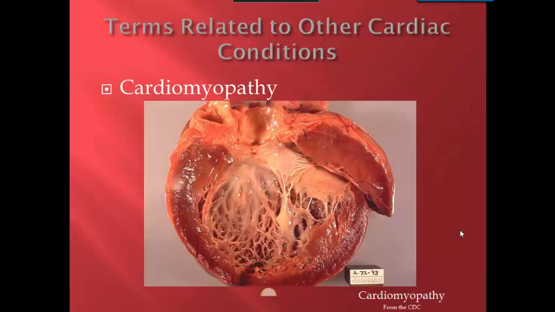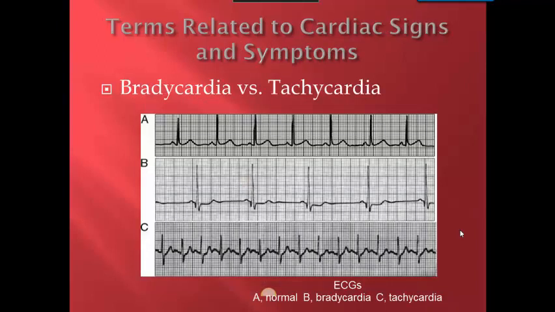Further in your blue terms, you have cardiomyopathy. This is disease of the heart muscle, and it becomes very enlarged as it's trying to work very hard. Bradycardia and tachycardia are some of your terms. Bradycardia is a condition of a slow heartbeat, usually less than 60, and tachycardia is a condition of a fast heart, usually faster than 100.